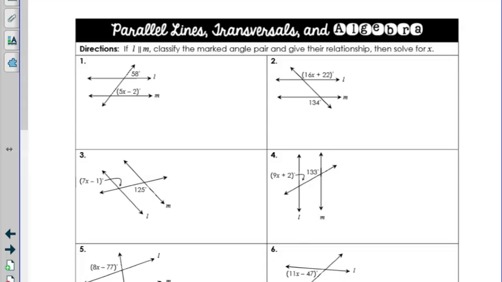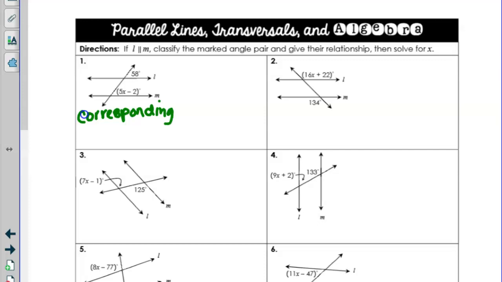Wait, we're classifying it where the numbers are at? Yes. So we're classifying these. So that would be corresponding. Very good. What I want you to write, Marianne is exactly right. These are corresponding.